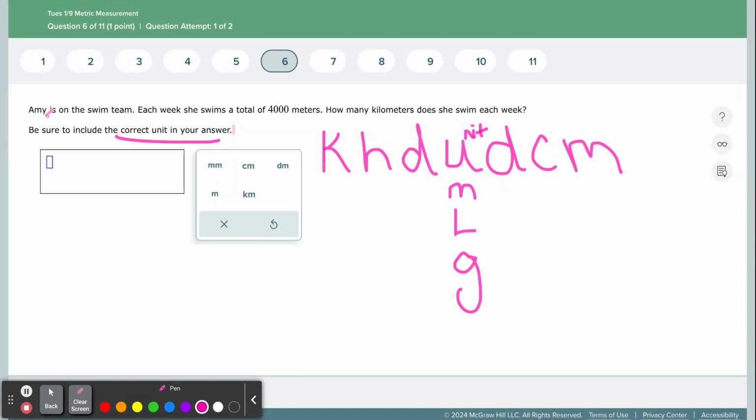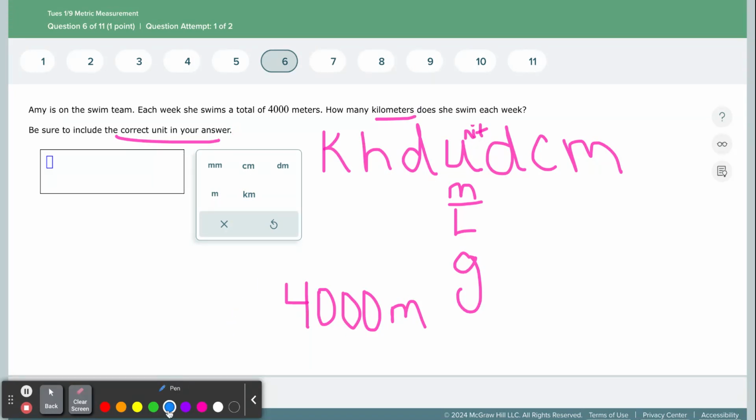We are trying to talk about Amy, and she's on a swim team. Each week, she swims a total of 4,000 meters. Okay, so meters is clearly our base unit, right? We're talking about meters. How many kilometers does she swim each week? Most people say kilometers.